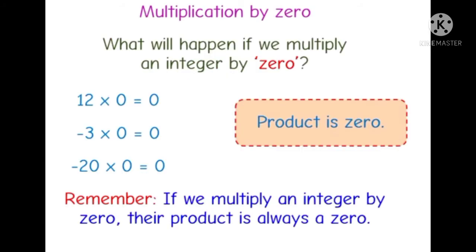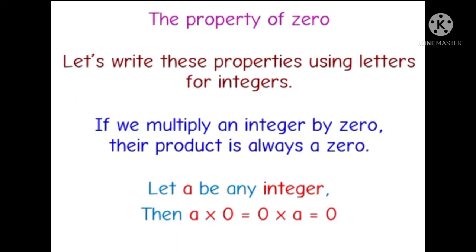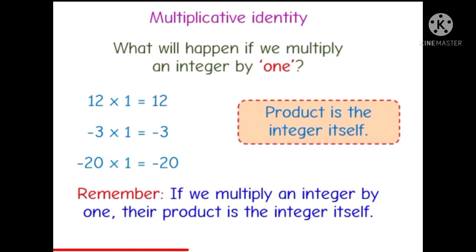Next property is multiplication by 0. The product of a negative integer and 0 is always 0. If we multiply an integer by 0, their product is always 0. For example, 12 into 0 is 0, minus 3 into 0 is 0, minus 20 into 0 is 0. In general, let a be any integer, then a into 0 is equal to 0 into a is equal to 0.